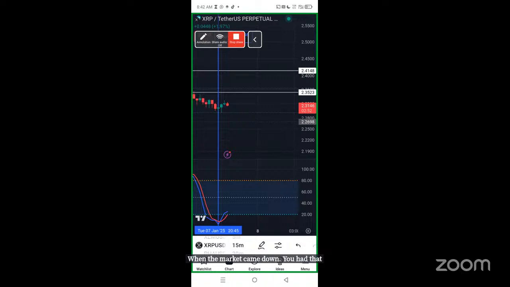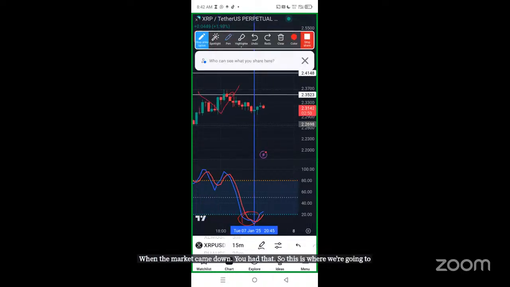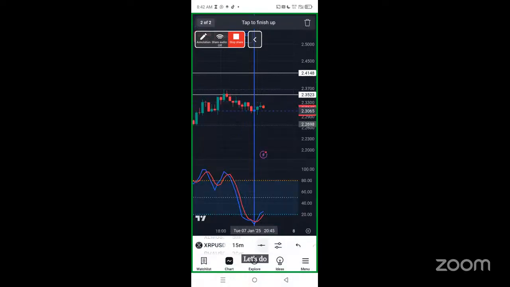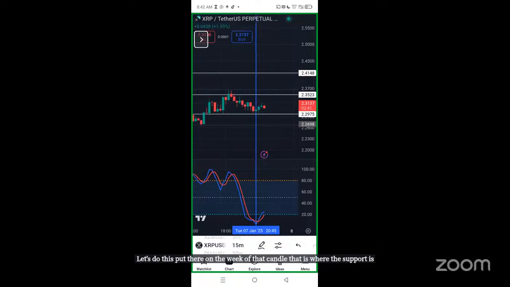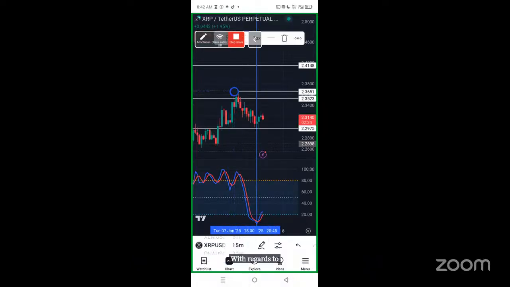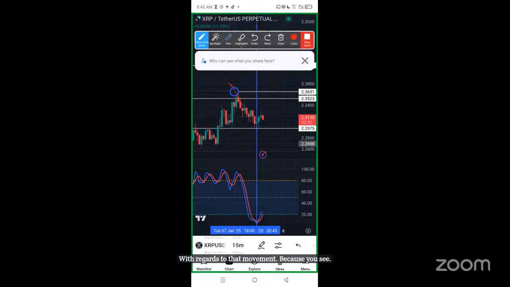So this is where we're going to demarcate our first support. Let's put it there on the wick of that candle. That is where the support is. And then the next thing is we're going to look out for the most recent swing high, and the most recent swing high would be this, with regards to that movement that brought about the crossover.